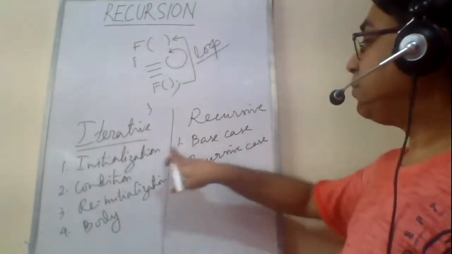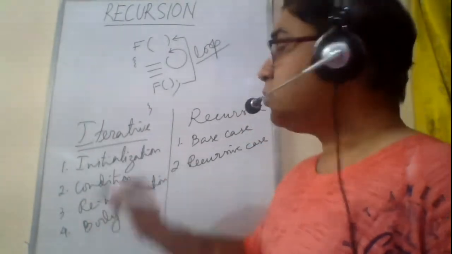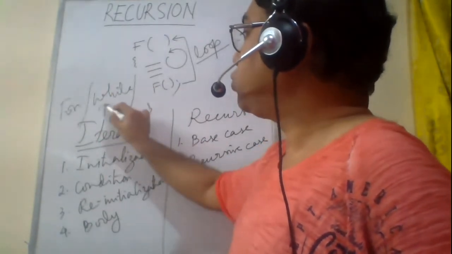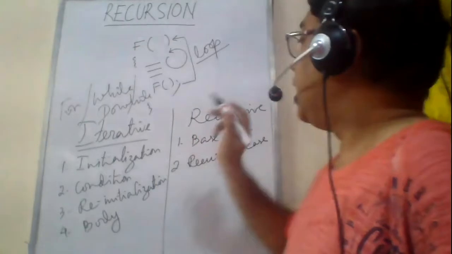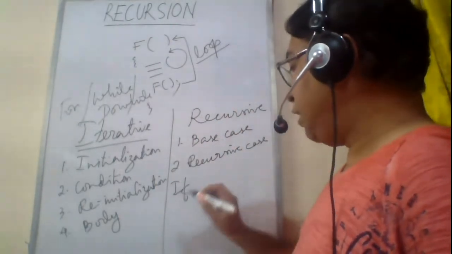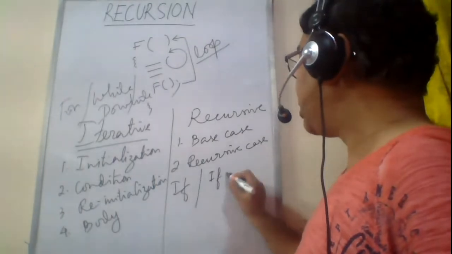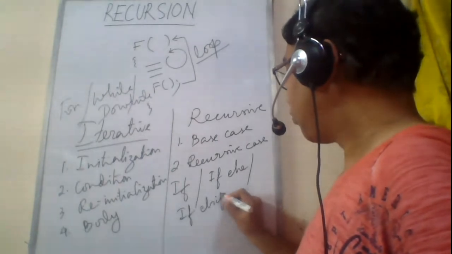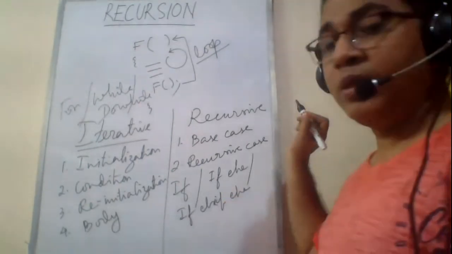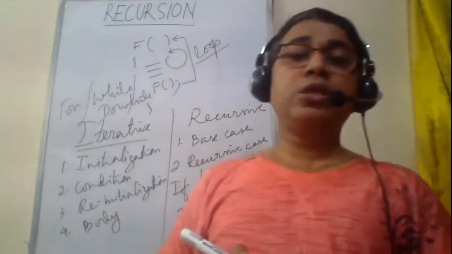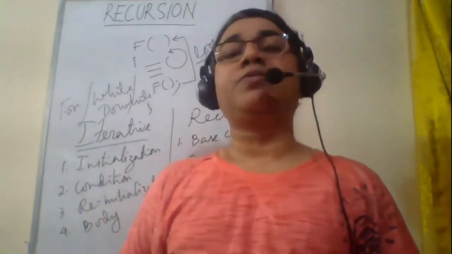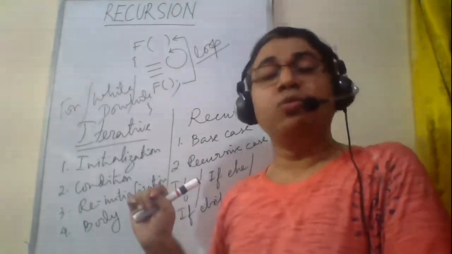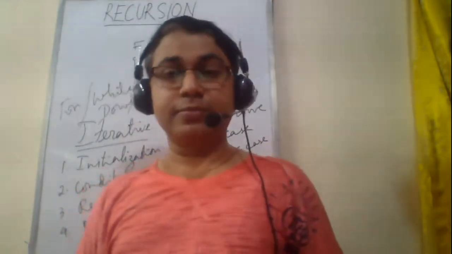Now, in iteration we use for loop, while loop, do while loop. But in recursion, we have if statement or if else statement. So recursive functions use the decision making concept in their function structure to implement the concept. We'll discuss this with some examples.